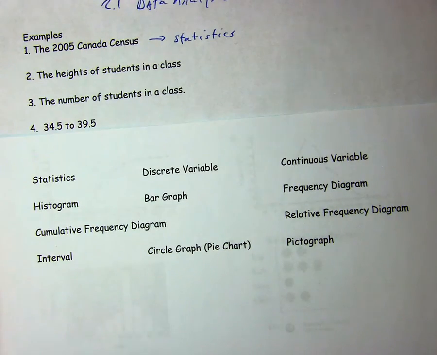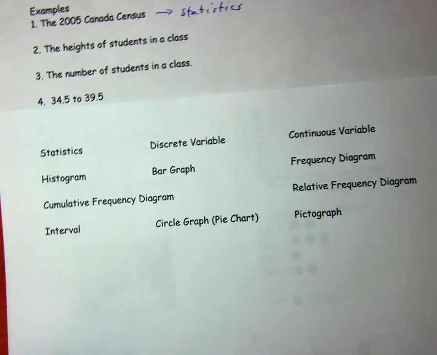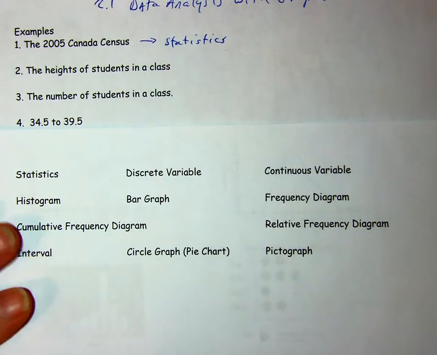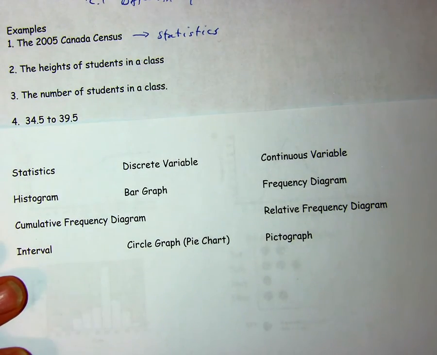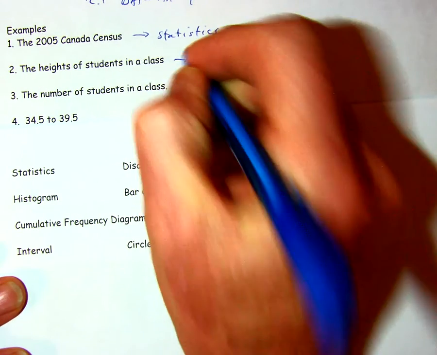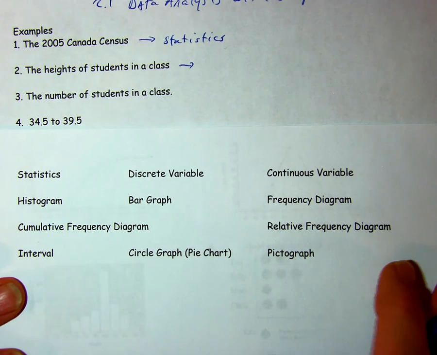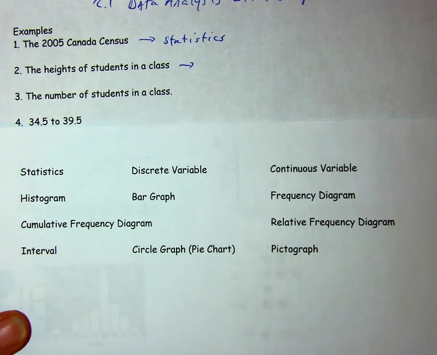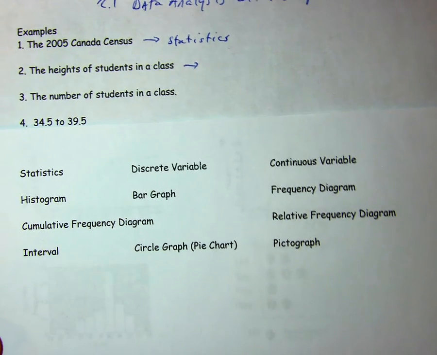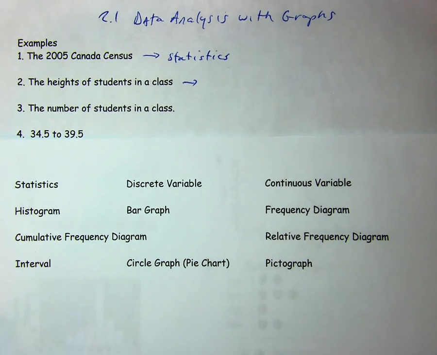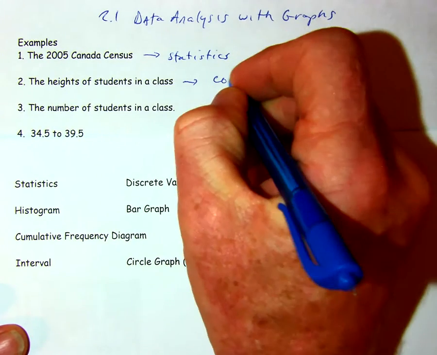Okay, the heights of students in a class. What word best describes that? Continuous variable, interval, histogram, pictograph. Should be pretty straightforward. I'm just going to call on people and force you to answer, okay? Because I'm not getting too much response. Ronaz, what do you think? For the height? Yeah. I think it's continuous. Yes, continuous variable.